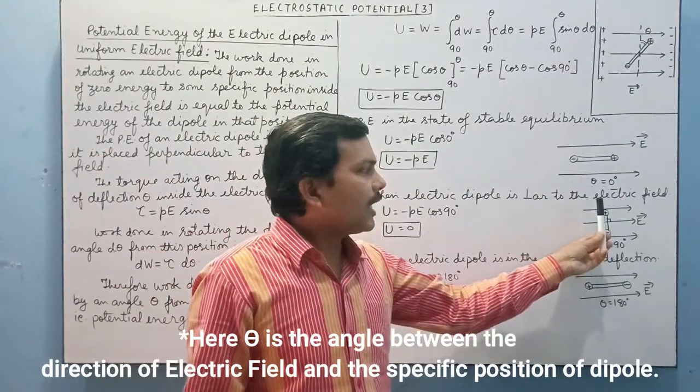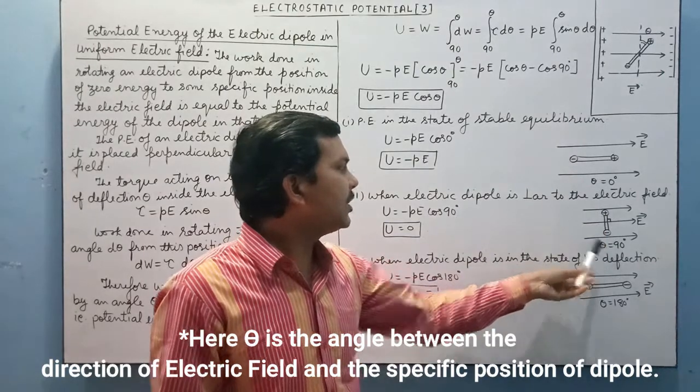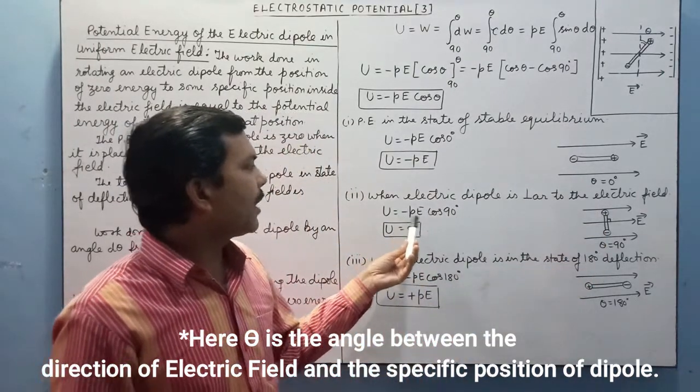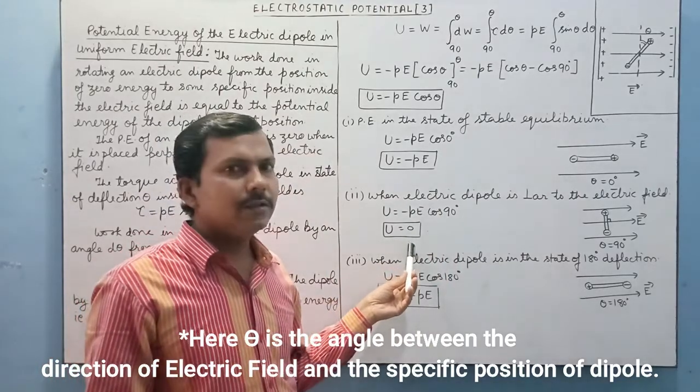Next is when the electric dipole is perpendicular to the electric field, that is, placed like this at an angle of 90 degrees from the electric field. In this case theta is 90 degrees, so you get minus Pe cos 90. Here the potential energy will be 0.